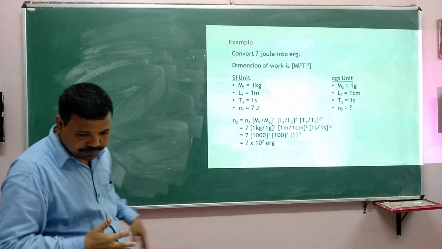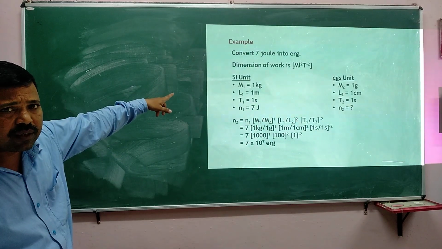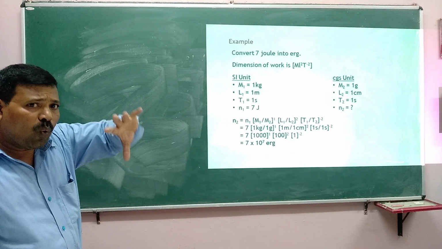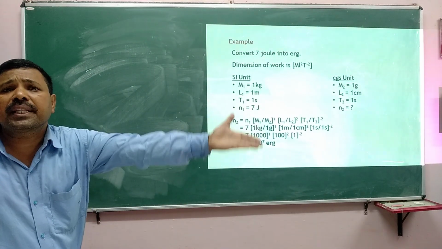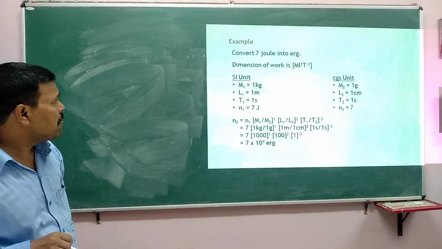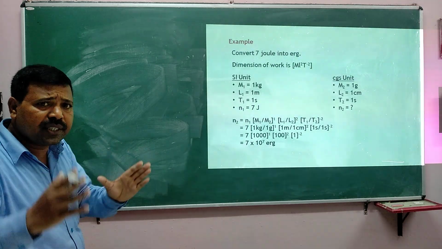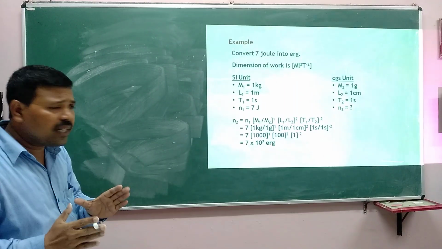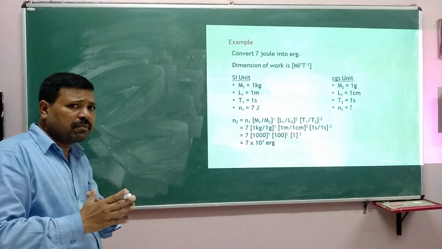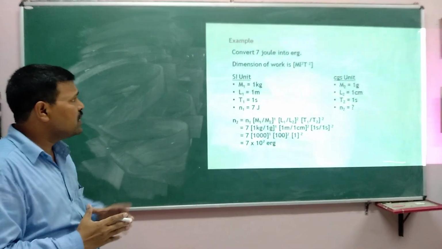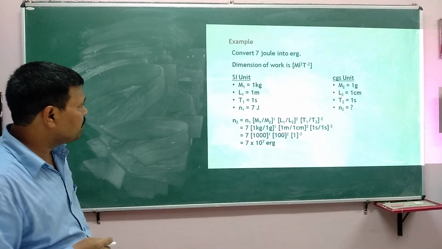Now let us go to this application of dimensions. That is the first one. Converting one unit of a physical quantity into another unit. Now, in the SI system, the unit of energy is joule, whereas in the CGS system, the unit of energy is erg. How do you convert joule into erg?